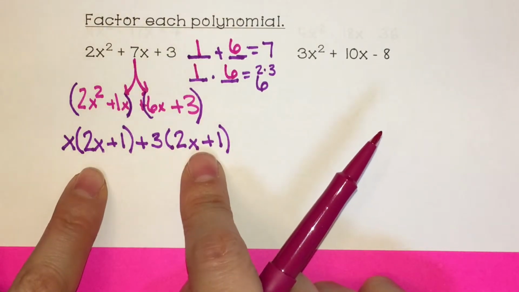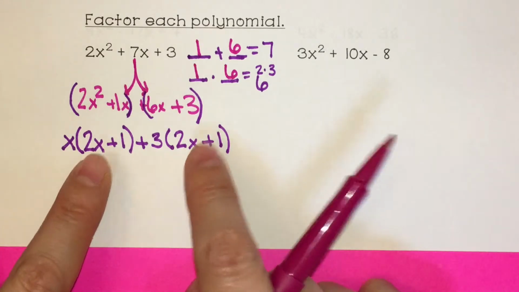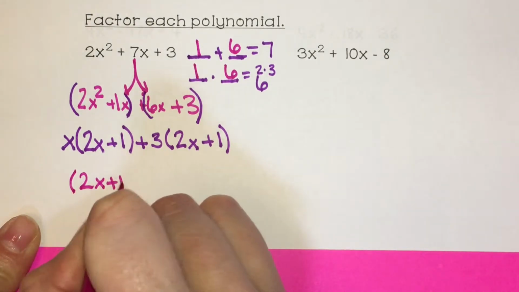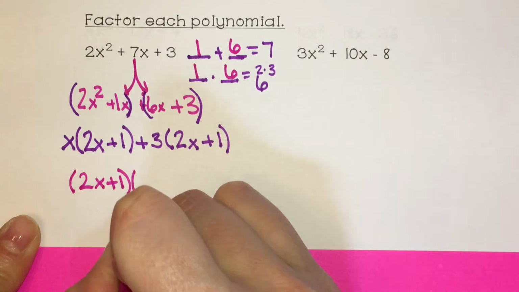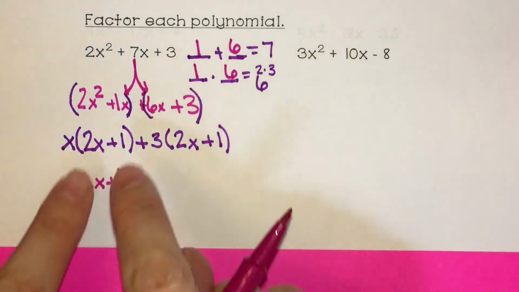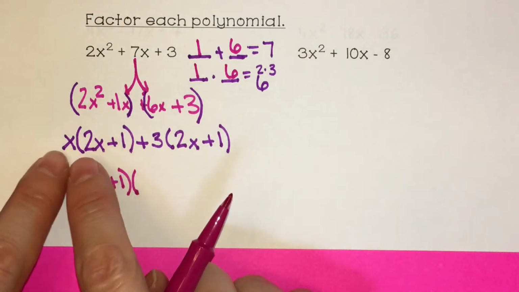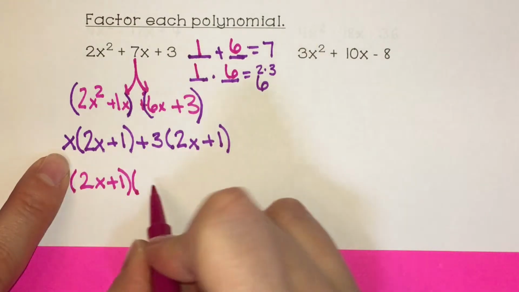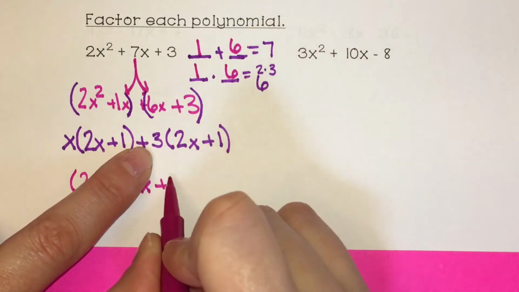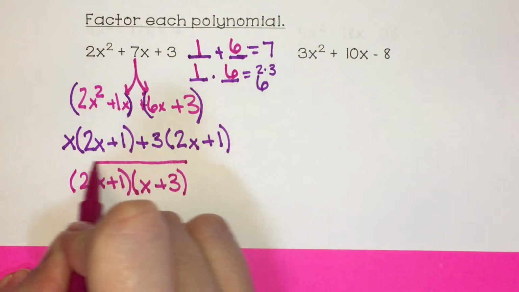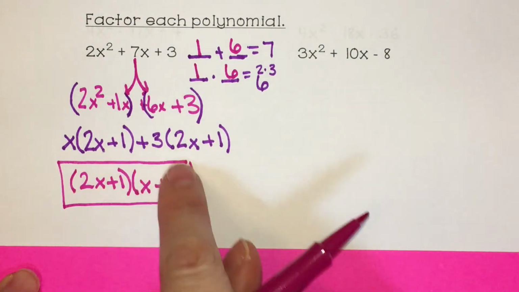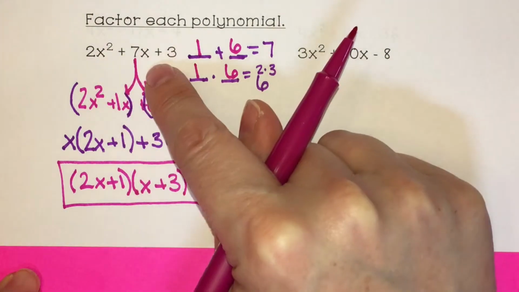That means my new greatest common factor is 2x plus 1 because each of these contain 2x plus 1. So I'm going to factor that out, 2x plus 1. And I'm going to multiply it by, remember after you factor out your greatest common factor, you multiply it by what's left over. So once I factored out 2x plus 1, I'm left with just x, plus when I factored out this 2x plus 1, I'm left with 3. So that means this is my quadratic factored. If I remultiply, I will get 2x squared plus 7x plus 3.